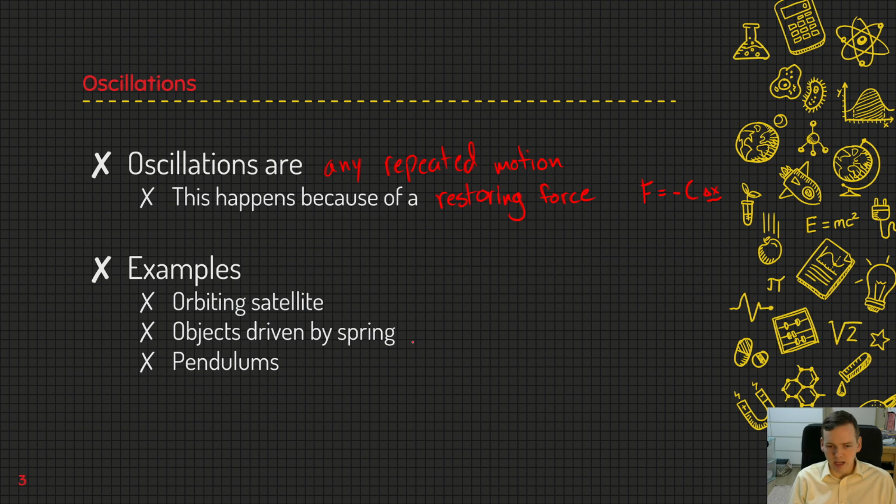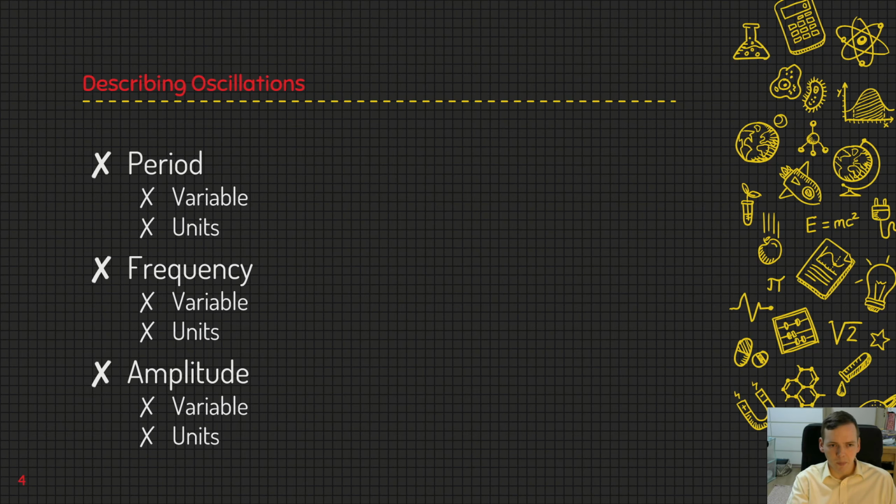So we can see some examples of oscillations. You've got an orbiting satellite, you've got an object driven by a spring. So if I've got a spring attached to the wall here and then a block, and you push or pull it, you'd imagine it bouncing back and forth. And then, a pendulum swinging back and forth. That's going to be another example of an oscillation. Specifically in this class, we're going to be focusing on these last two.